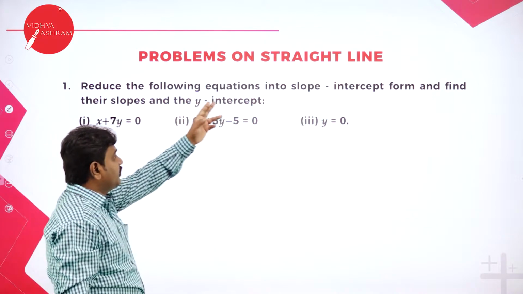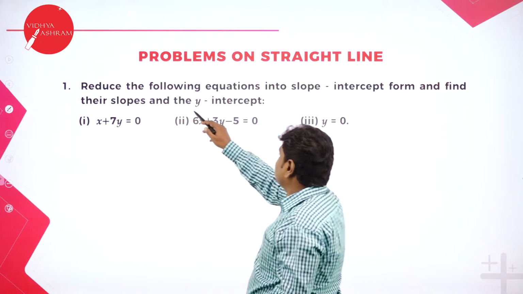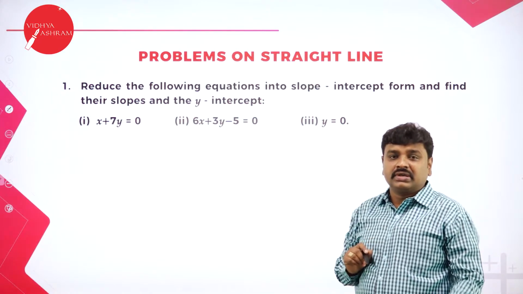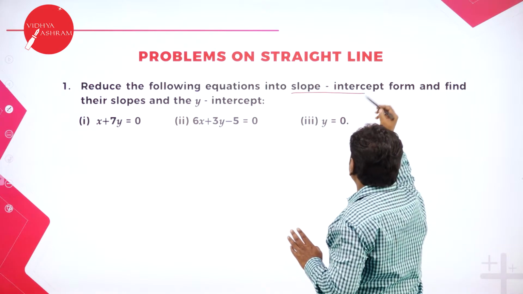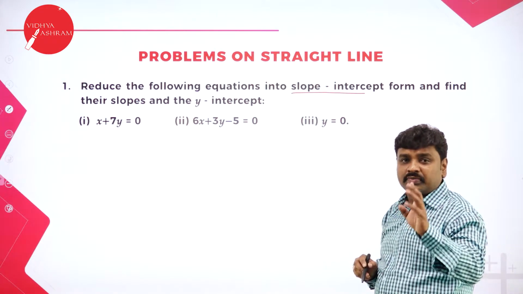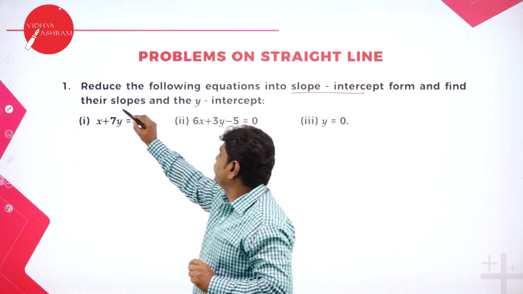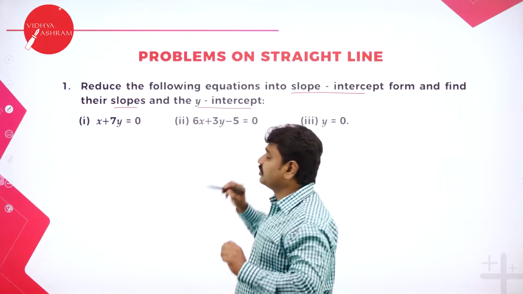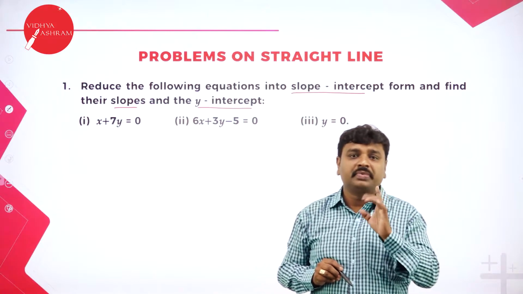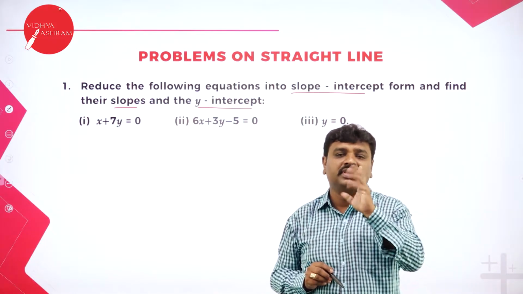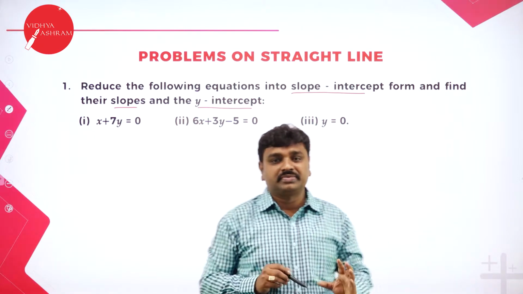Reduce the following equations into slope-intercept form and find their slopes and their y-intercepts. They're asking you to reduce the given problem to slope-intercept form, and also find the slopes and y-intercept. They gave lines, and now we need to convert them into slope-intercept form. For that, first you should know what the slope-intercept form is, so first we'll recollect it and what the terms are.